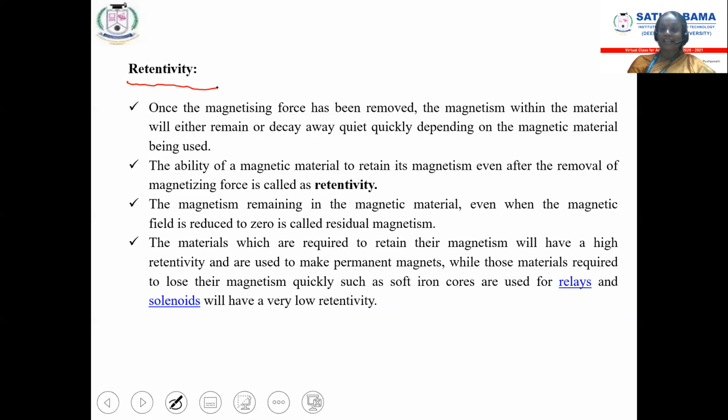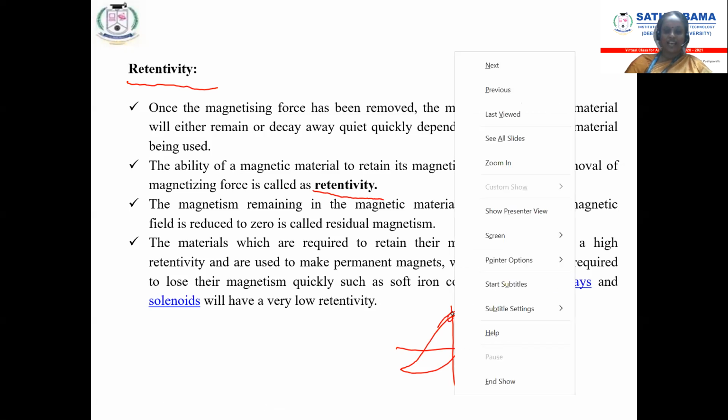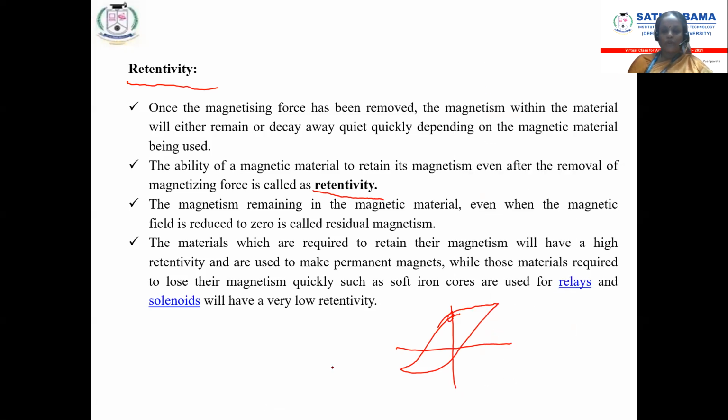Some magnetizing force will exist on that particular thing. That is called retentivity, which we also call residual magnetism. The magnetism remains in the magnetic material even when the magnetic field is reduced to zero, even when H is reduced to zero. While we are drawing the hysteresis curve, this is called retentivity. I will show you the retentivity in the next graph.